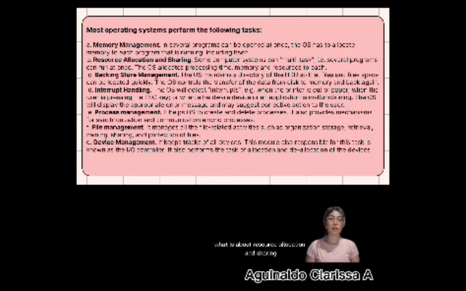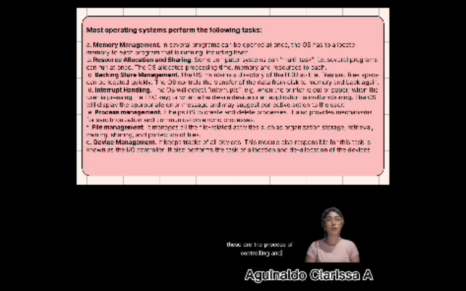So letter B, we have resource allocation and sharing. What is resource allocation and sharing? The practice of managing and allocating resources inside a computer system or network to guarantee their effective and efficient usage is referred to as resource allocation and sharing. It includes granting several users or processes access to shared resources such as printers and files, and controlling permission and access restrictions to guarantee safe and approved sharing, coordinating the use of resources to avoid conflicts and enhance system functionality.